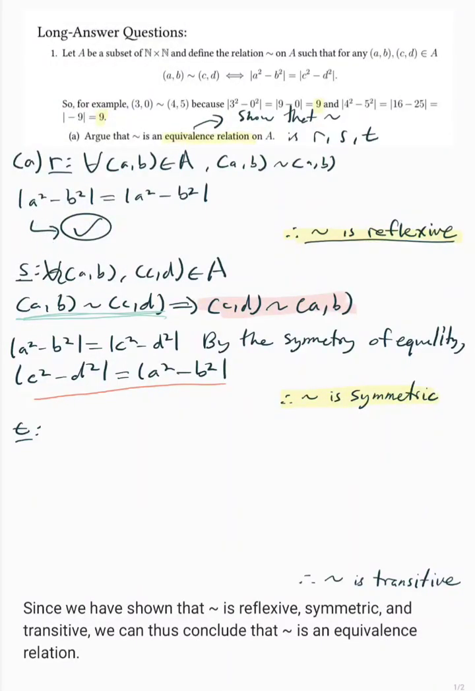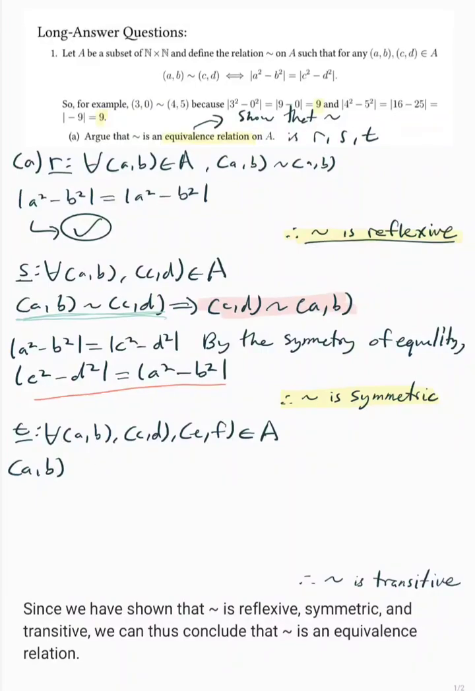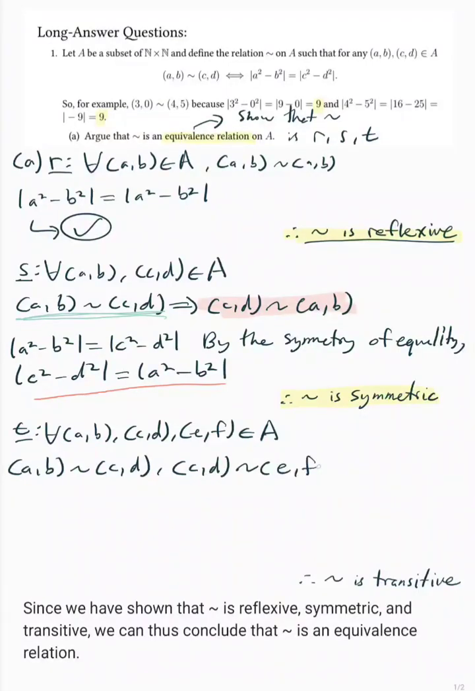Okay, and now finally, we want to show that tilde is transitive. In order to do this, we need to show that for any three arbitrary elements in our set, let's say we have an element (a, b), an element (c, d), and an element (e, f), all in our set A, if the element (a, b) is related to the element (c, d) and the element (c, d) is related to the element (e, f), then this should imply that the element (a, b) is related to the pair (e, f).